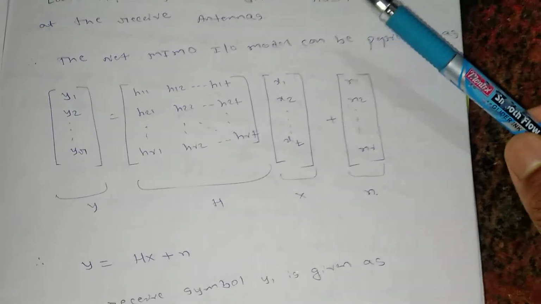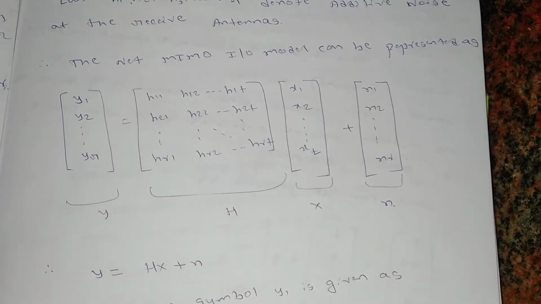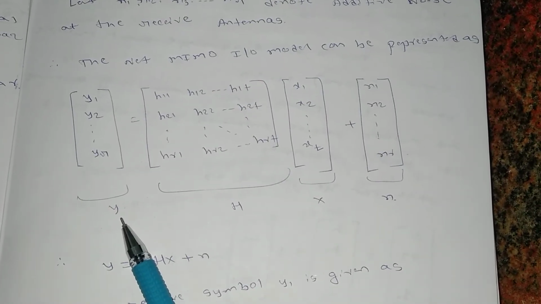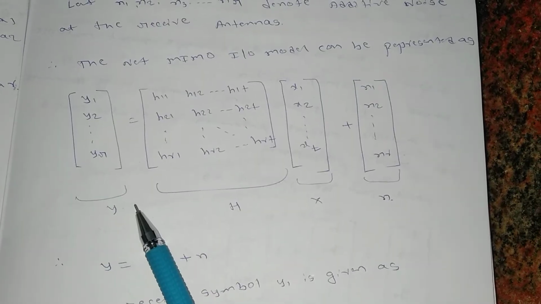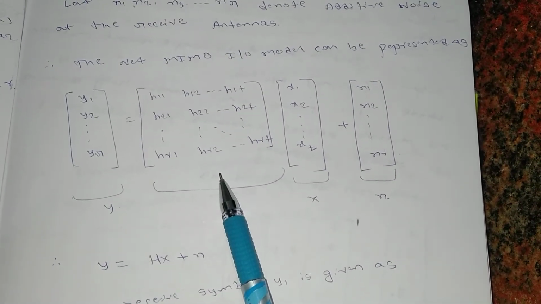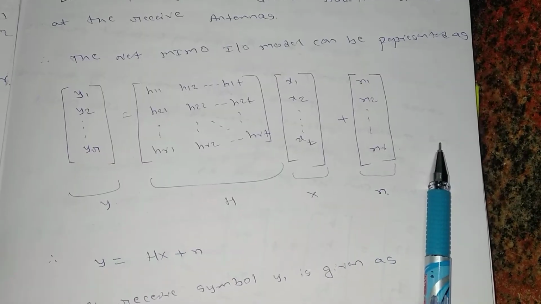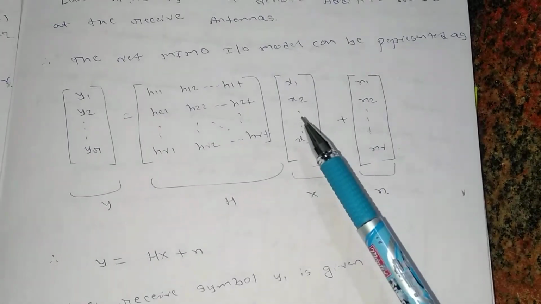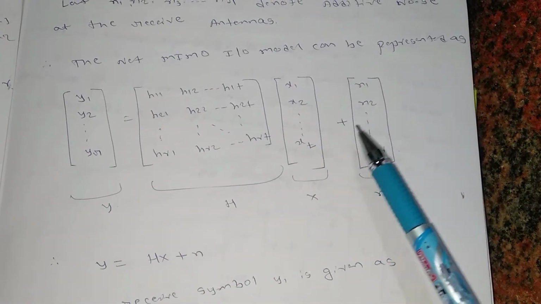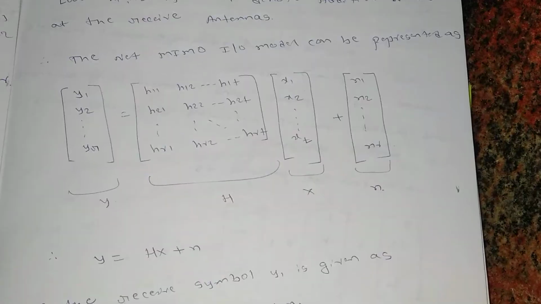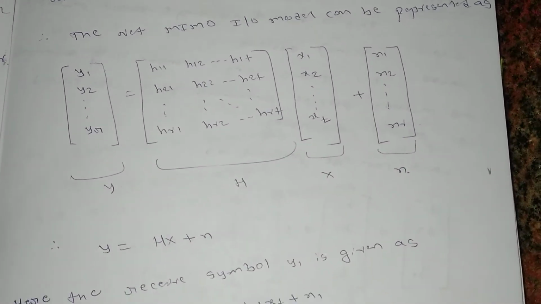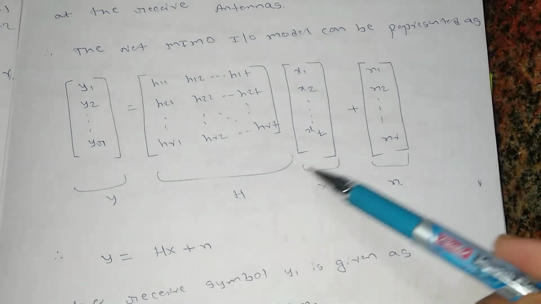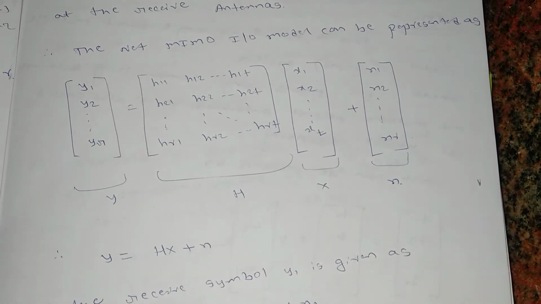So the net MIMO input output model can be represented as follows. This is the received vector at the receiver, y1, y2, up to yR, and this is the channel matrix we have just calculated. It will be multiplied with x1, x2 up to xT, which are the transmitted vectors, and this is the noise which will be added while the signal is transmitting through the environment. So this is Y, this is represented as capital H, this is represented as capital X, and this is the N here.